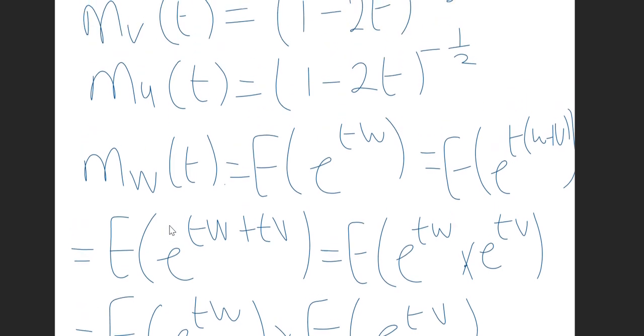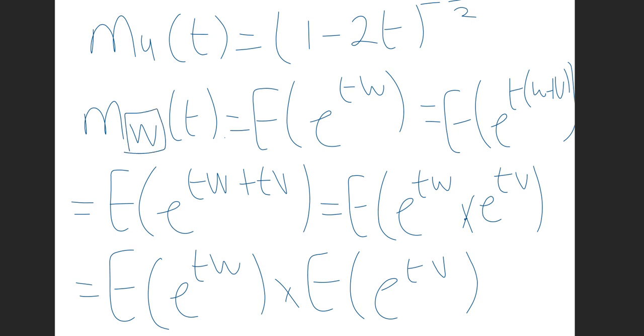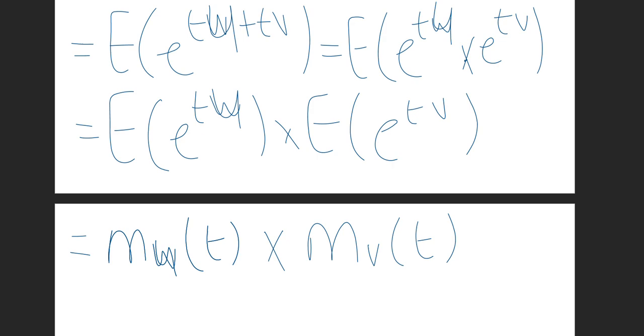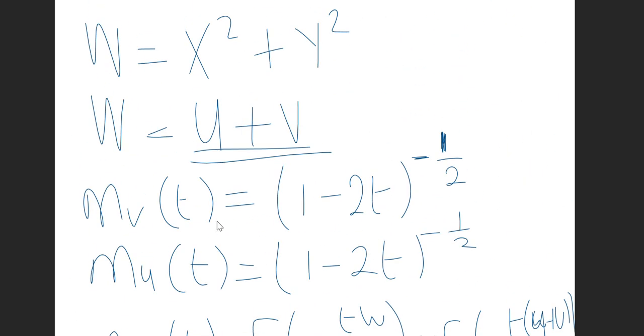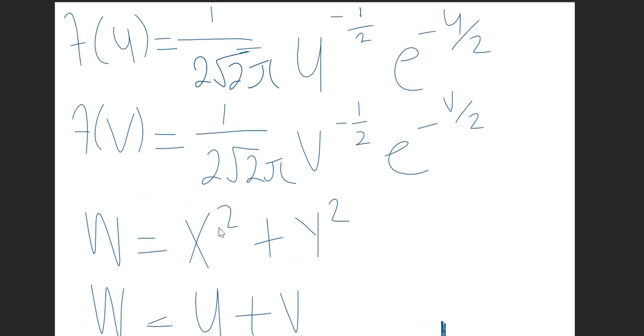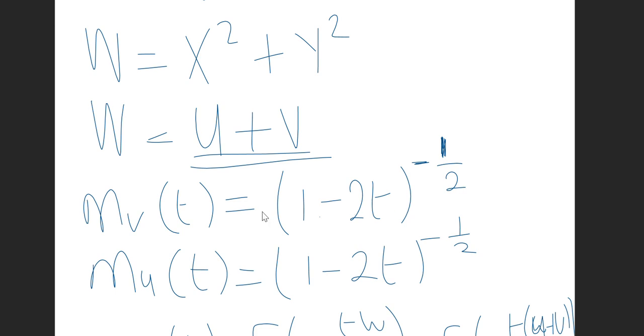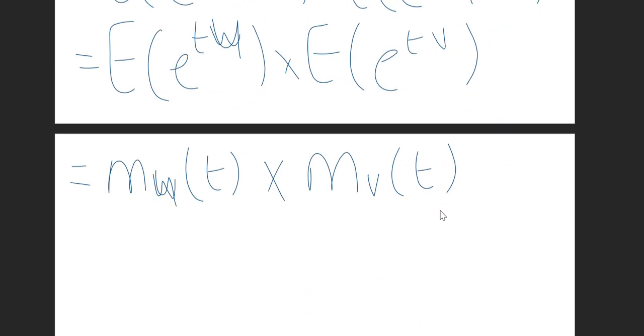Now this will be the moment generating function of U at t multiplied by the moment generating function of V at t. No, I think I made a mistake here. This is our U and V, not W. So it's the moment generating function of U. Recall that U is just the square of our standard normal distribution, which is now a chi-square distribution. The moment generating function of these two is the same.